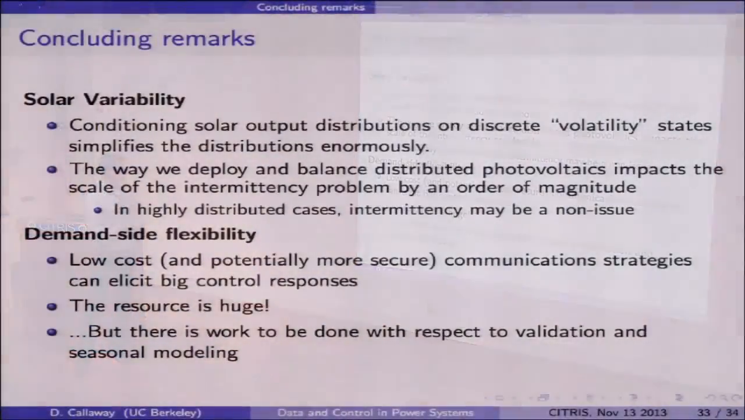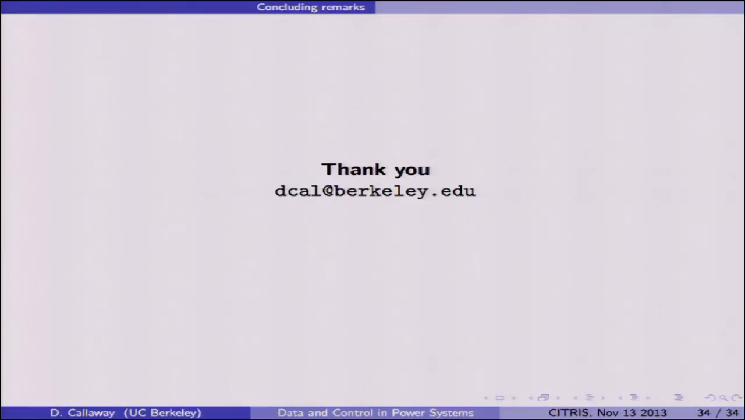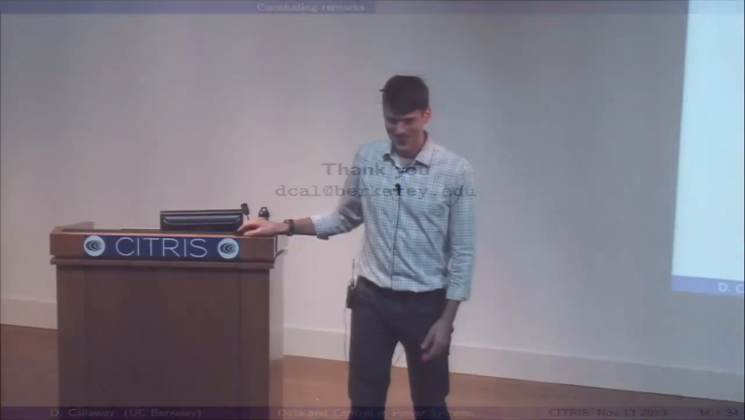So just a few concluding remarks. For solar variability, we find that conditioning solar output distributions on discrete volatility states gives us really nice Gaussian distributions. And this allows us to get to a point where we say the configuration and the balancing strategy for distributed photovoltaics greatly impacts the scale of the problem. And then on the demand-side flexibility side, we see that there are potentially very low-cost communication strategies, a very big resource, but there's a lot of work still to be done here, to be sure, on the validation and modeling side of things. And with that, I'll conclude, with only a minute for questions, but thank you.